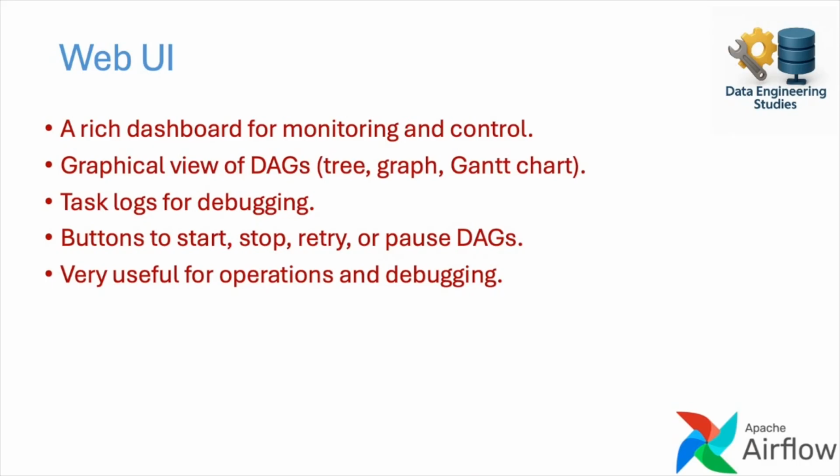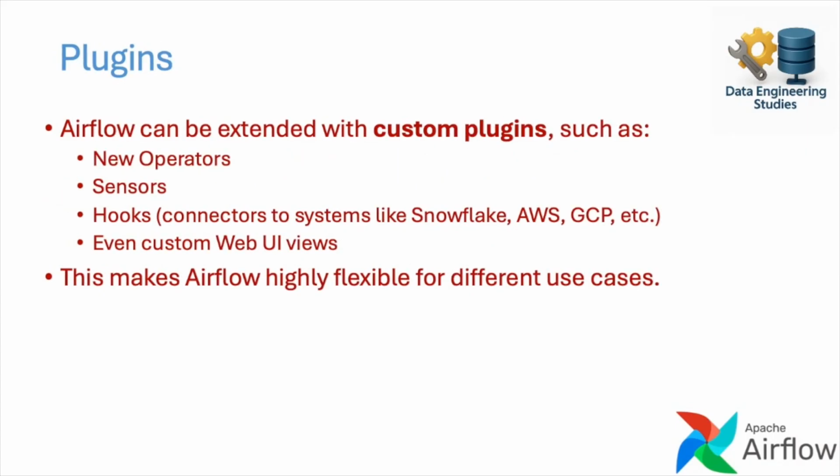The last component is the plugins. Apache Airflow can be extended using custom plugins which makes it highly flexible for different use cases. With plugins, you can add new operators to define custom tasks, sensors to wait for external events, hooks to connect external systems like Snowflake, AWS, or GCP, even custom web UI views to extend the dashboard. This extensibility is what makes Airflow powerful. Not only does it come with built-in capabilities, but it can be tailored to fit your exact workflow and infrastructure needs.